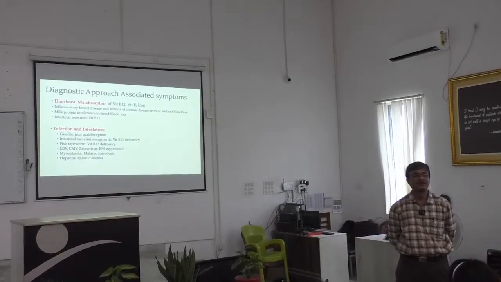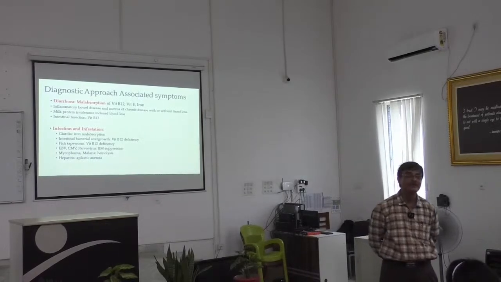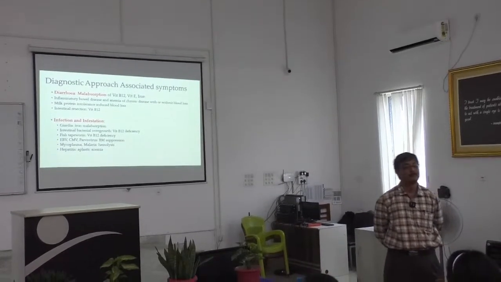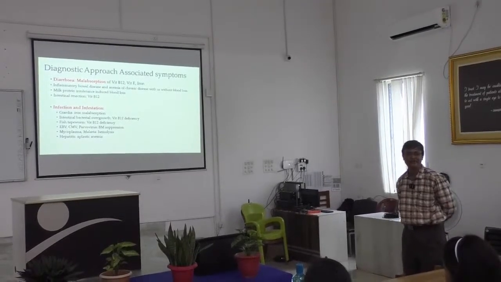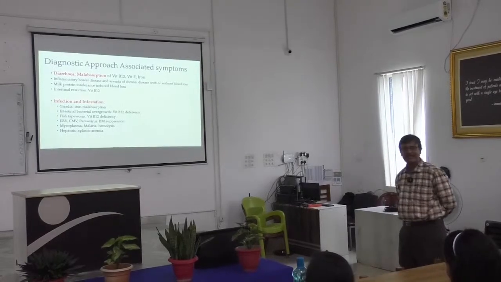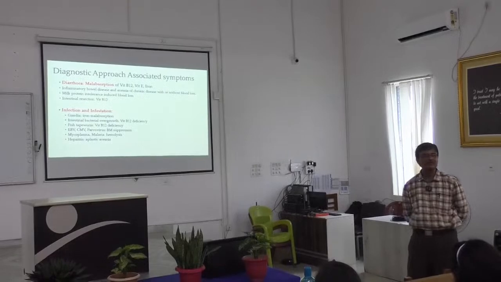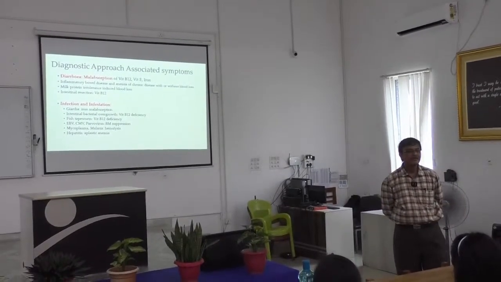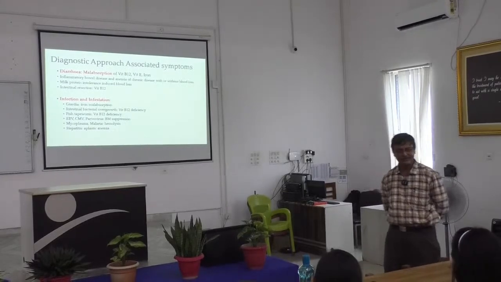Where does Giardia live? Where in the intestine? You have to know this. Duodenum, yes, duodenum. Bacterial overgrowth, again that will lead to B12 deficiency. Fish tapeworm, B12, what is fish tapeworm? Dilatum, yes, right.